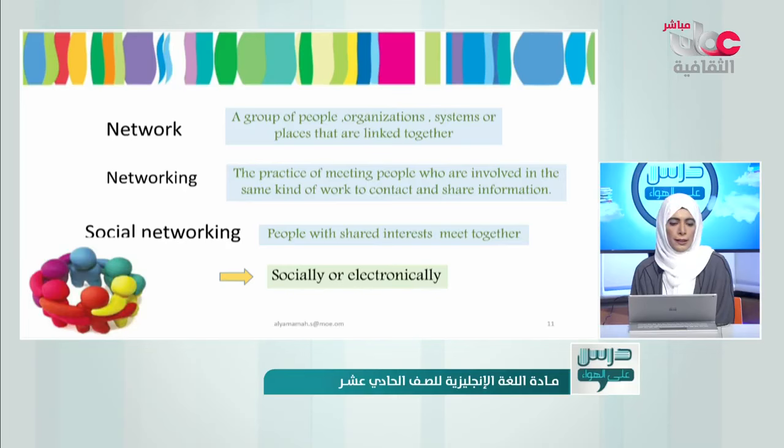Now look at the 3 expressions that we have on the screen. Network, networking, social networking. Of course, whenever you see something connected to net, you will think that we are doing something electronically, and we have some different electronic works. Network refers to a group of people or organizations, systems or places that are linked together. Not necessarily electronically. Sometimes they are places, they are social events, whatever.